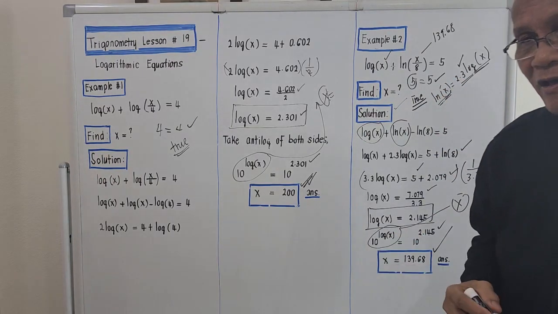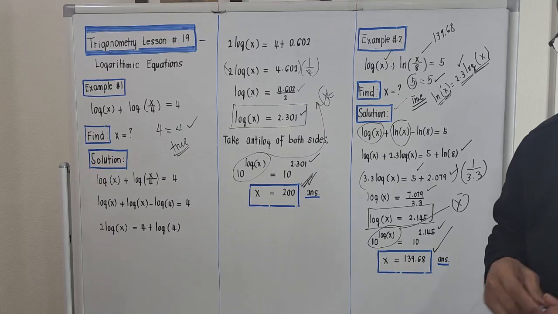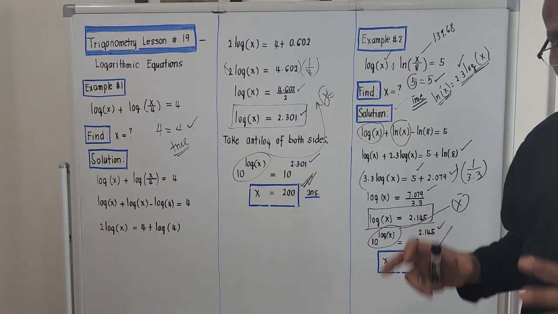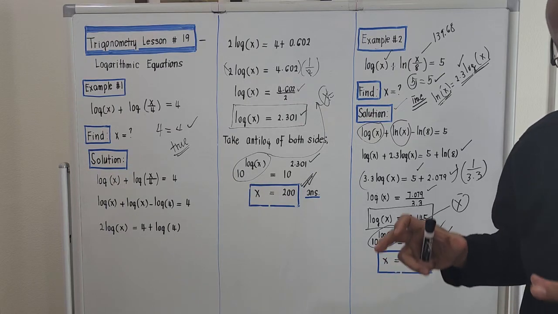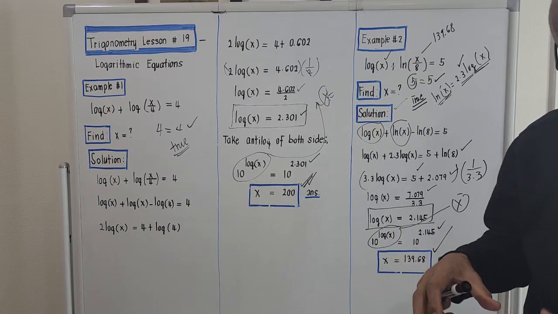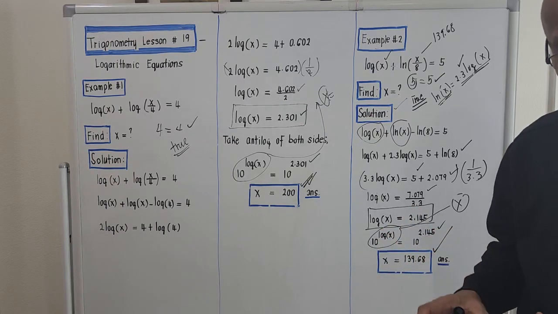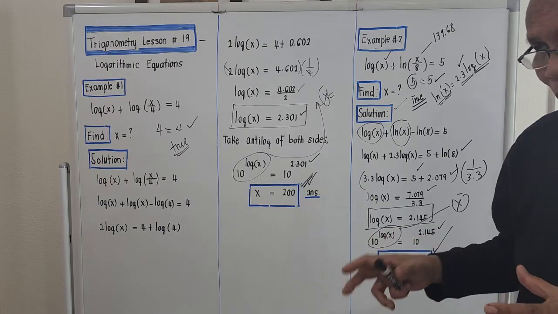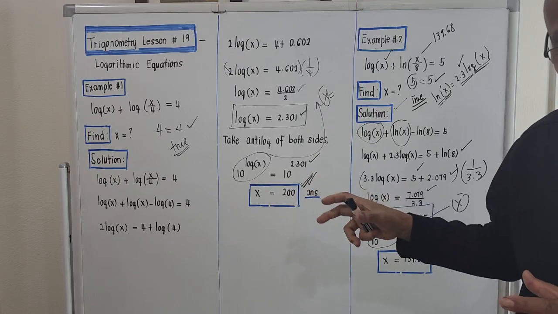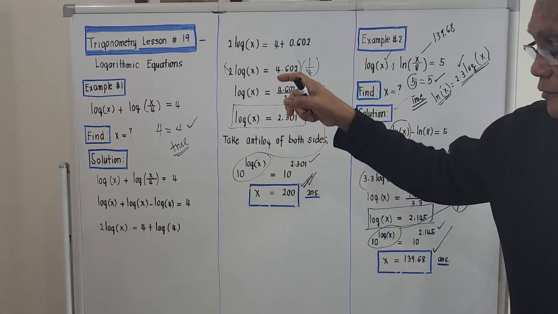Okay, that's it guys. These are just example problems of logarithmic equations. It is included under the study of logarithms, under the study of trigonometry. The next time around, I might be discussing obtuse angles. It's still a part of trigonometry, but this will be the last part of the study of logarithms.